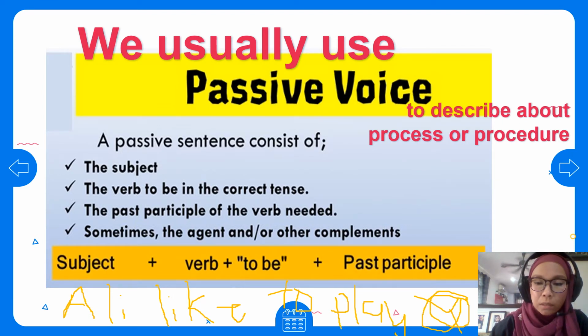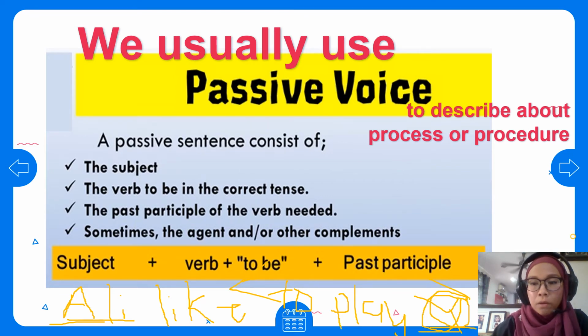So here the subject is what? It's the football. So the football is being played. This one, you have to look at the part of speech. We are going to have a look at that later on the next slide. The football is being played by Ali. So the doer, Ali, is transferred from the front to the back, and the subject, the football, becomes the front.